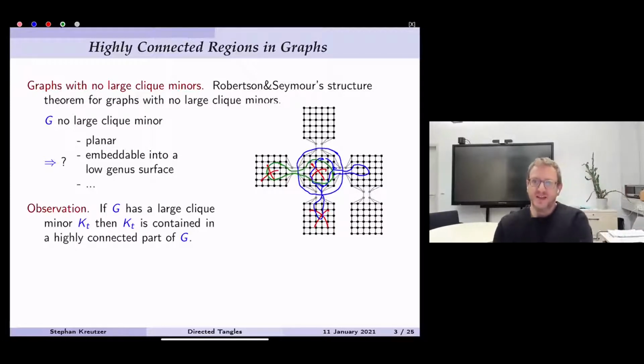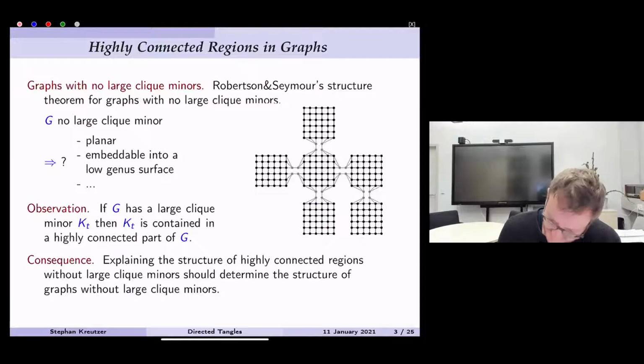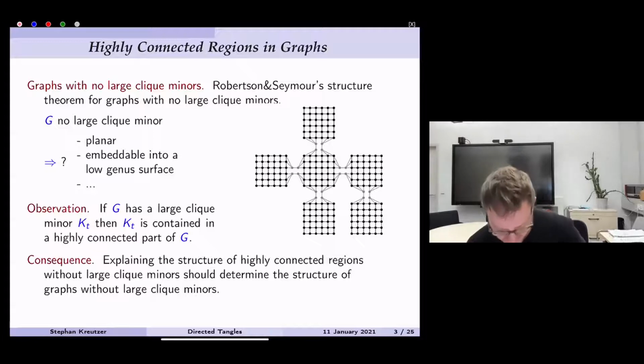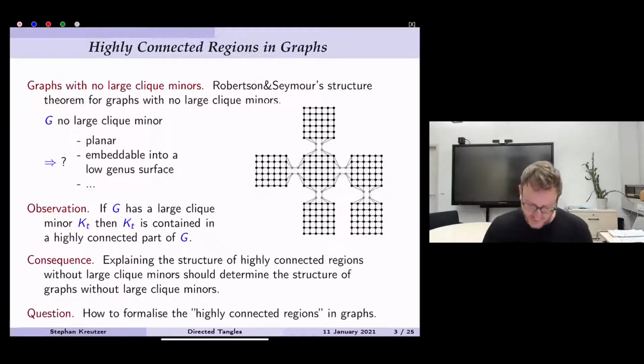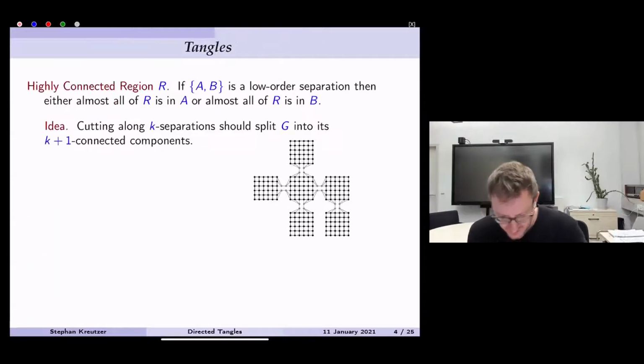And so for that reason, you could think, well, maybe if that's the case, that clique minors would essentially be captured by one of these things. Then one could ask, if you can explain why a highly connected region doesn't have a large clique minor, then maybe this can be generalized to the structure of the entire graph. And again, what you would need here is a way of formalizing what a highly connected region actually is in the graph. So much for motivation.